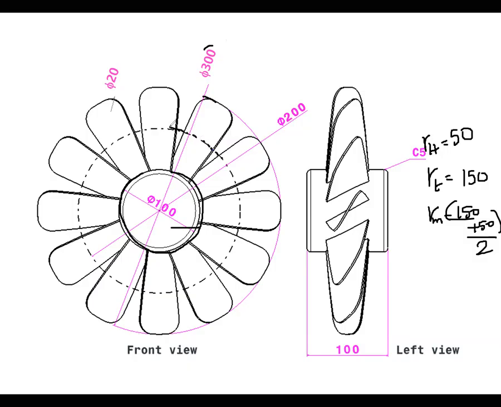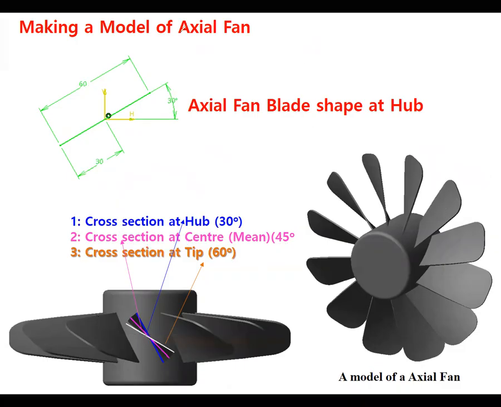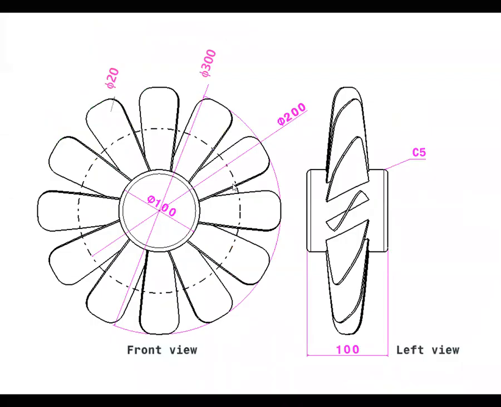We have to draw 3 circles, 3 cylinders, and project those lines. Draw a line here, one more line here, and one more line. The lines have the same dimension, 60 by 30, but only the angle is different: this is 30, this is 45, and this is 60. Okay, so let's get into CATIA.